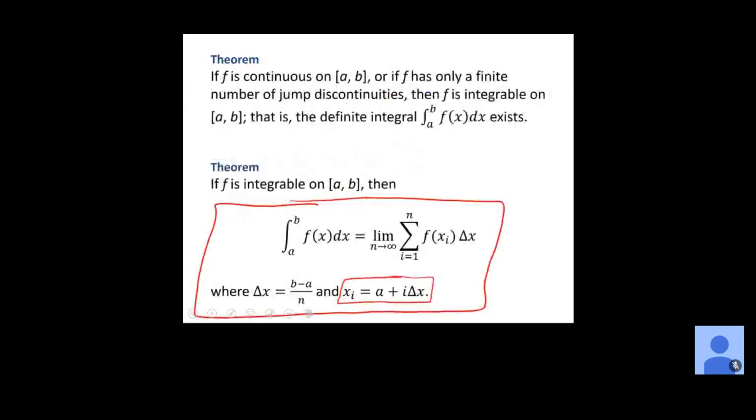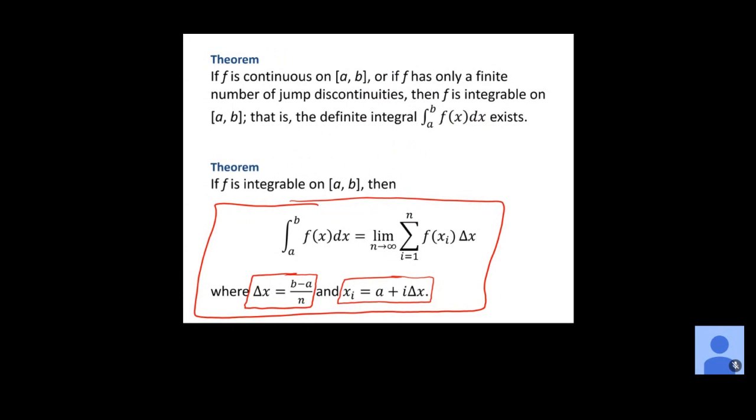Let me just go back and remind you of that. Okay, so this is what we're actually using now. This integral is equal to the limit as n approaches infinity, the sum from i = 1 to n of f of x sub i times delta x. Okay, so we're going to calculate our delta x. We're going to calculate the x sub i, and then we're going to plug all that into our summation, and we're going to simplify it to find the exact area.